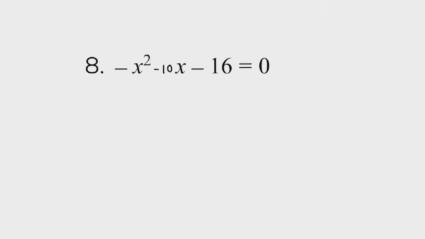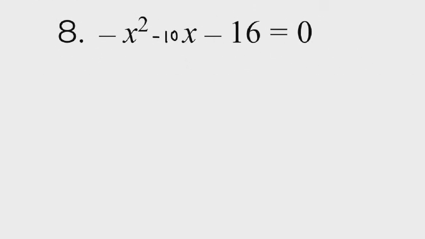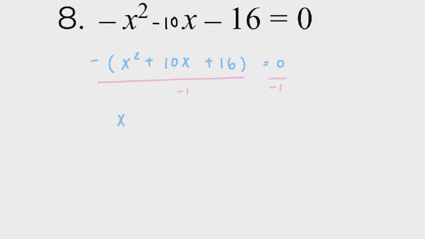In number 8, first we want to factor out a negative because we want a to be positive. So this will be negative x squared minus 10x minus 16 equals 0. And then to get rid of that negative, we can just divide both sides by negative 1. So we get x squared plus 10x plus 16 equals 0.